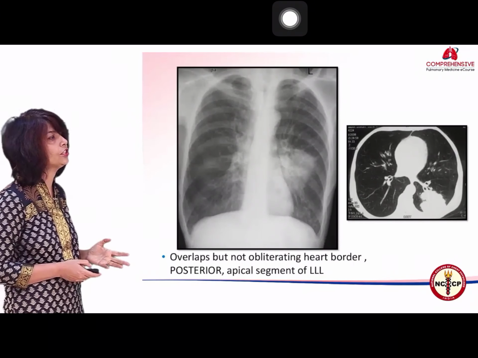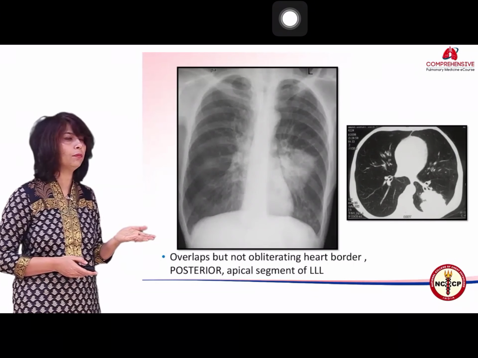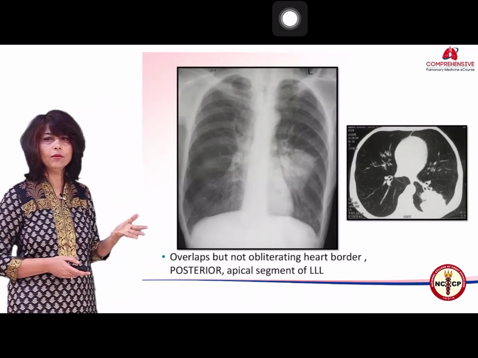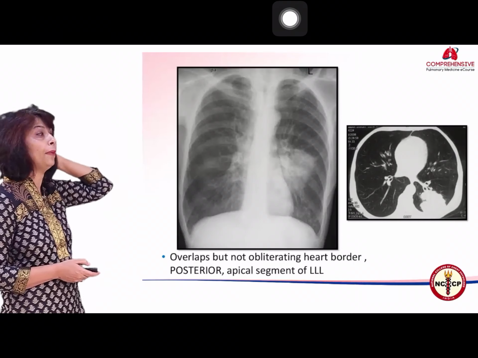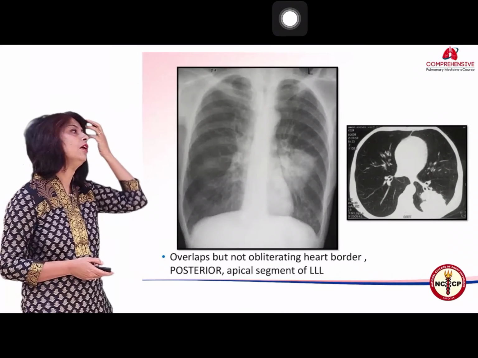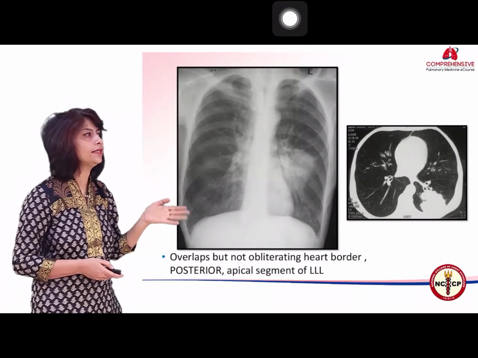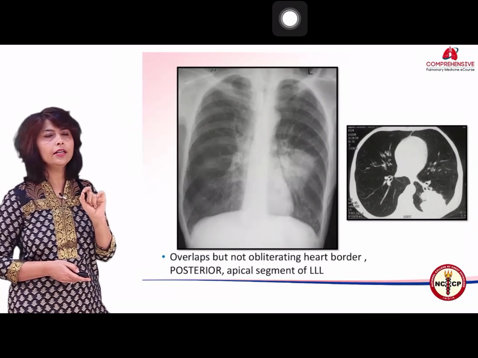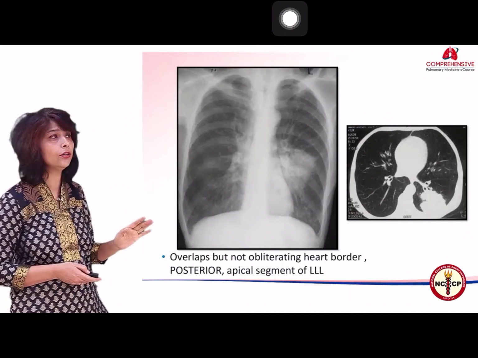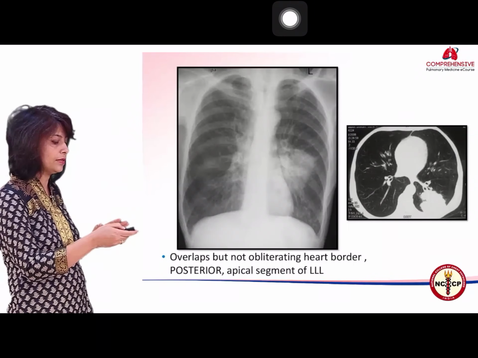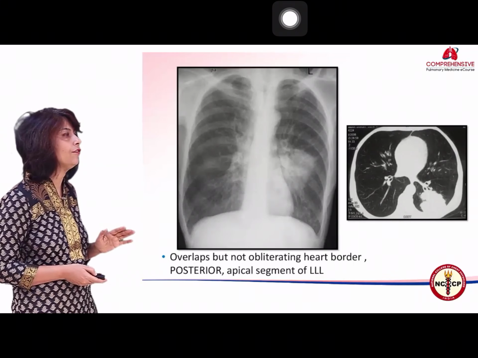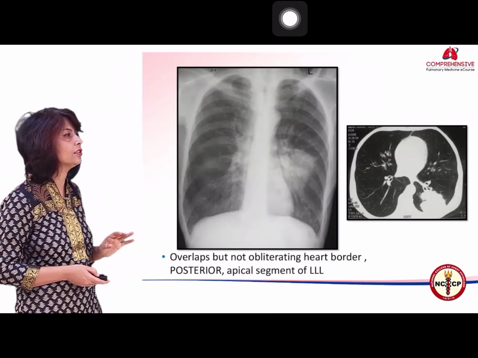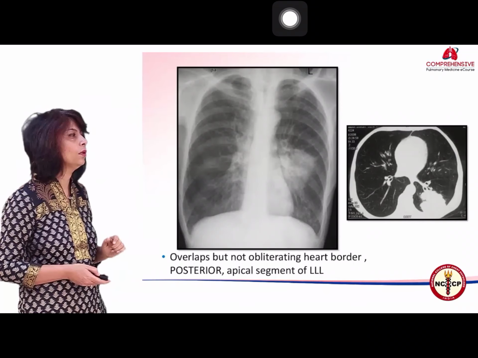Here is another lesion which is lying along the left heart border next to it, but see how clearly you are seeing the left heart border. So it's lying next to it apparently on the frontal radiograph, but the border is very clearly seen. What does this mean? That the lesion is not anteriorly located. So it is not in the lingula, not in the upper lobe, so it's more likely to be in the left lower lobe. Yeah. That's the CT scan confirming its location in the left lower lobe.